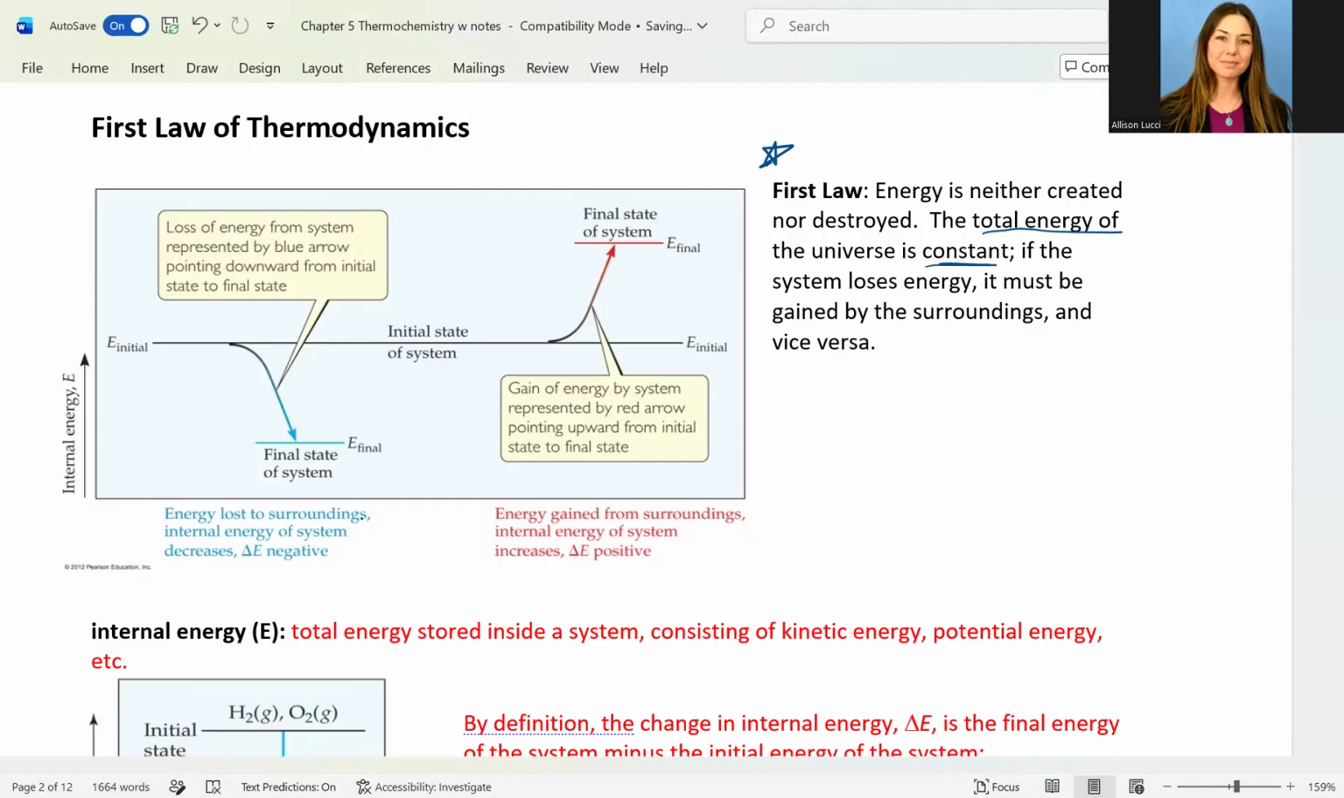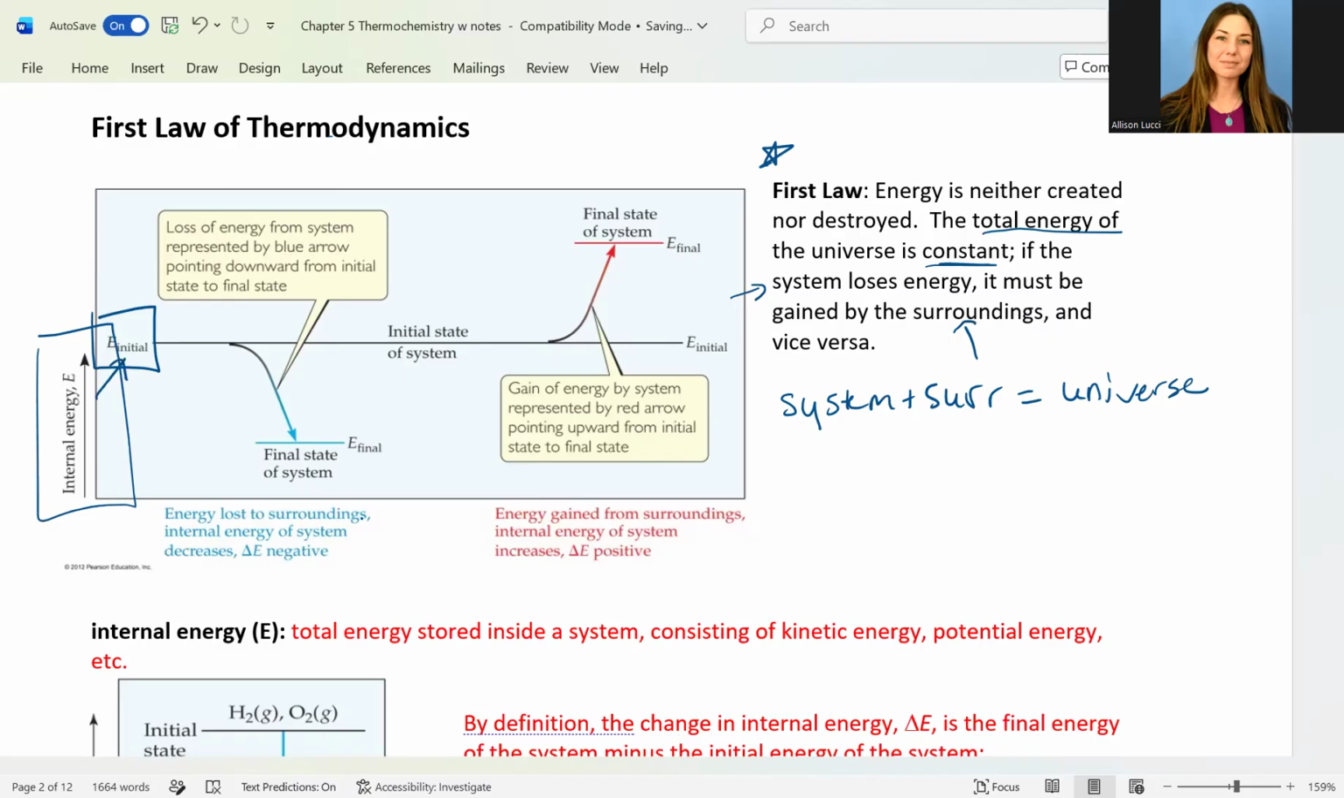So that implies that if a system loses energy, it must be gained by the surroundings. And if you recall, the system plus the surroundings together will equal the entire universe. So that's how this law kind of encompasses all of that. So we can see over here in this graphic that we have the internal energy of our system here, and this is indicated over here. So this is the value that we begin with.